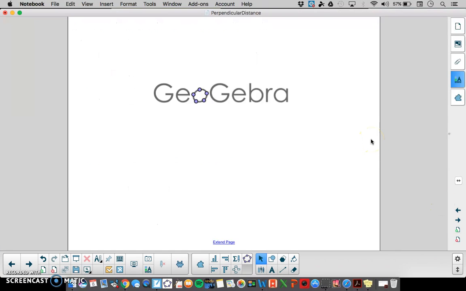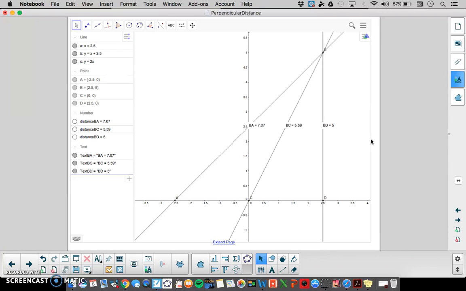Okay, so first I just have an illustration of some lines and some distances. So for example, what if I wanted to find the distance between this point B and the x-axis? So my x-axis is that horizontal axis here. Notice I've connected point B to 3 points on the x-axis. So from B to this point A, we have a distance of 7.07 approximately. From B to point C, we have a distance of 5.59. And from B to D, we have a distance of 5.